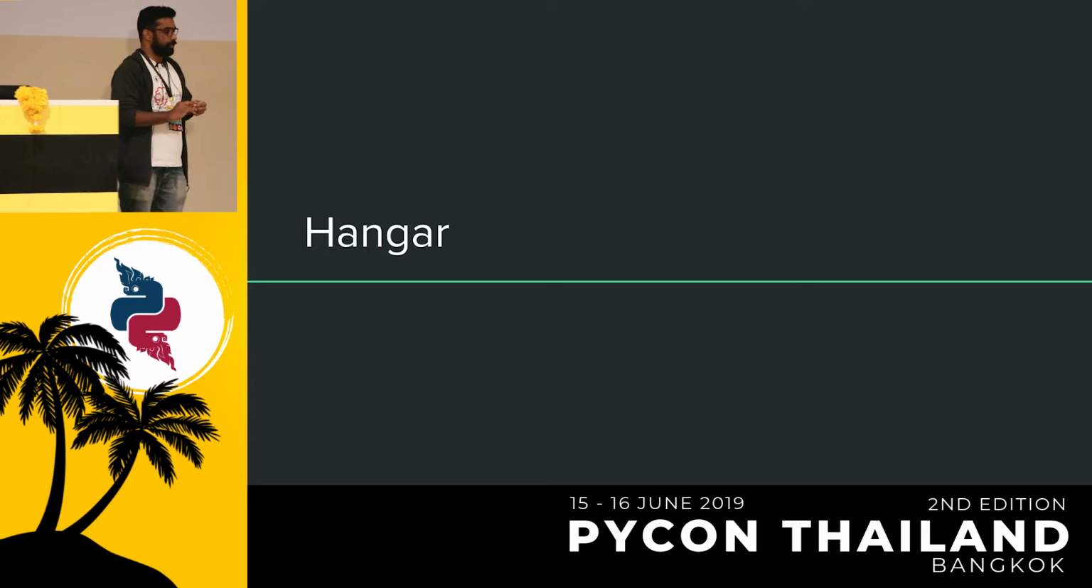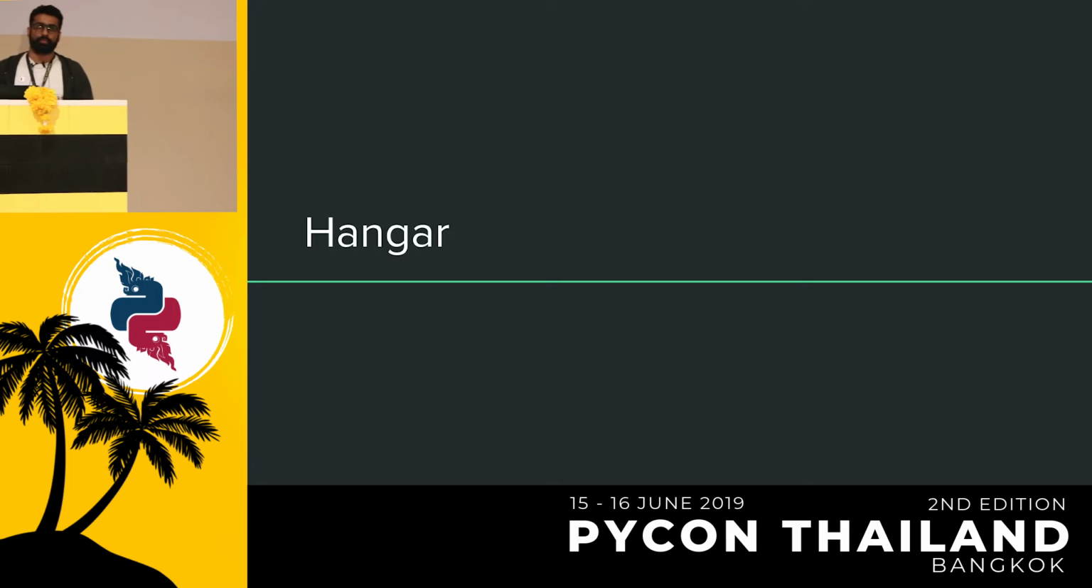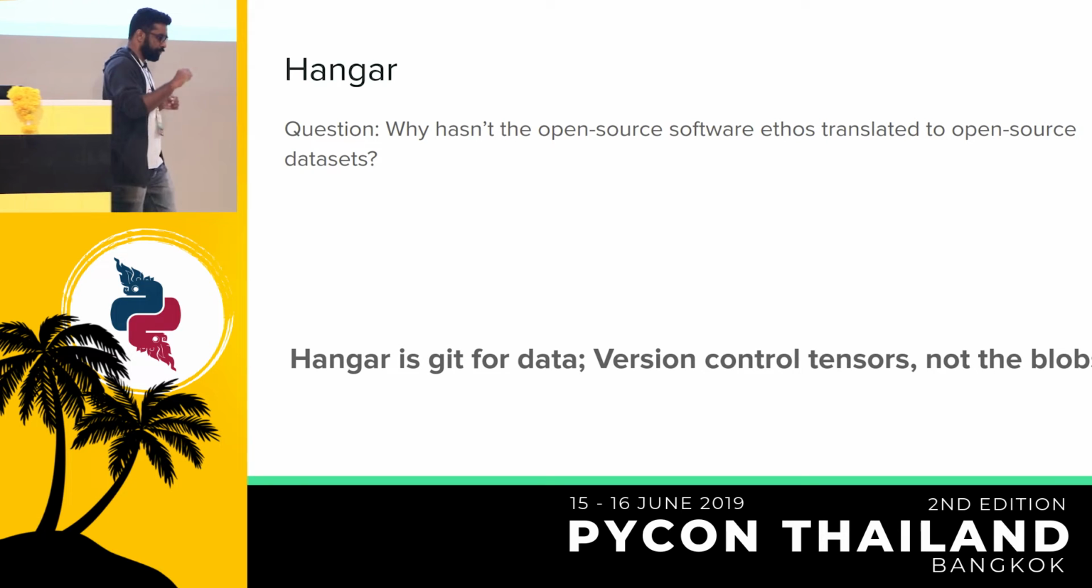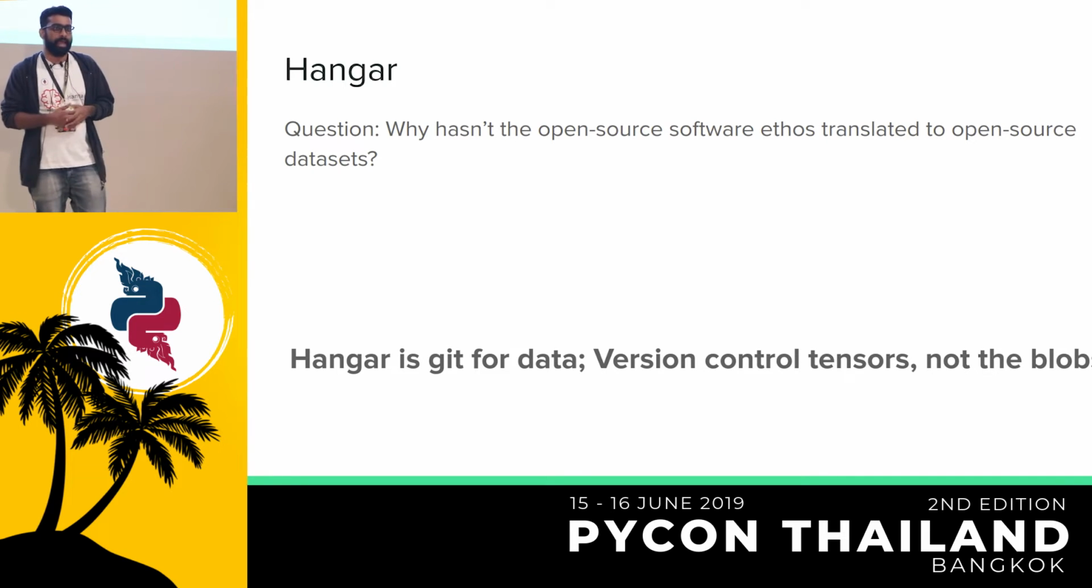So Hangar is, again, the version controlling system. It's quite different from the existing toolkits. The way it is different is because it's working on tensors rather than binaries. I'll go through that when we reach there. So Hangar is trying to answer this very question. Why the open source ethos that we had for code?